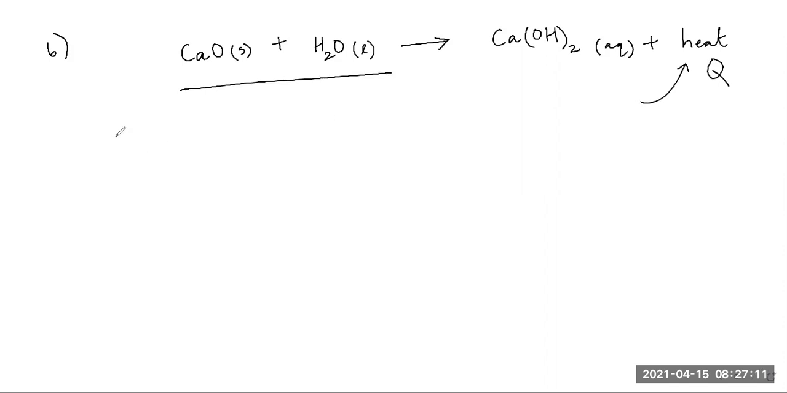Number two, identify the oxidizing agent and reducing agent in the following reaction. H2S plus Cl2 gives HCl plus S. I'm not writing states, obviously. H2S is a gas with a smell of rotten eggs. So, which is the oxidizing agent?